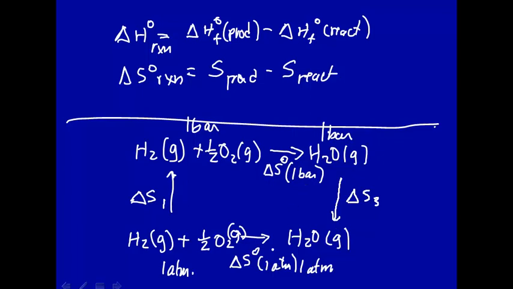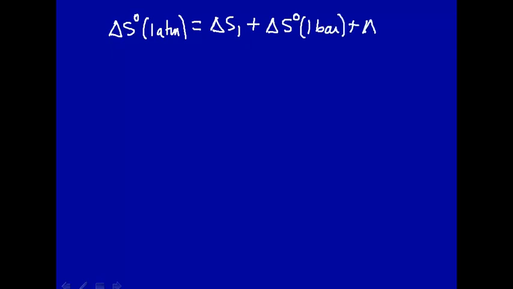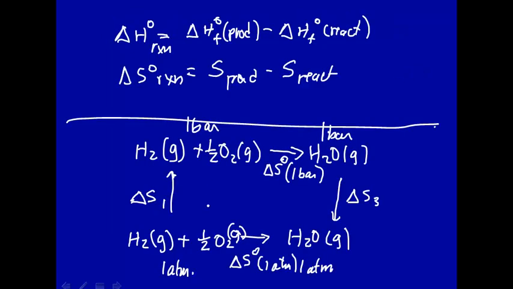All right, it's a thermodynamic cycle, so that delta S, the standard entropy of that reaction at 1 atmosphere, will be equal to delta S1, taking it up to 1 bar, plus the standard entropy change of the reaction at 1 bar, plus delta S3. So entropy is a state function, so the entropy change going from here to here is equal to the entropy change that plus that plus that. And that's just what we've written.